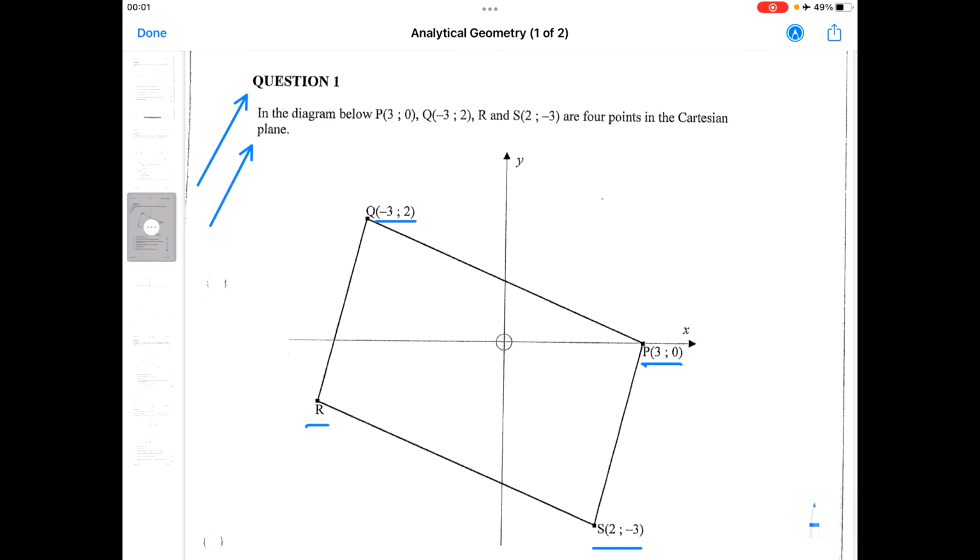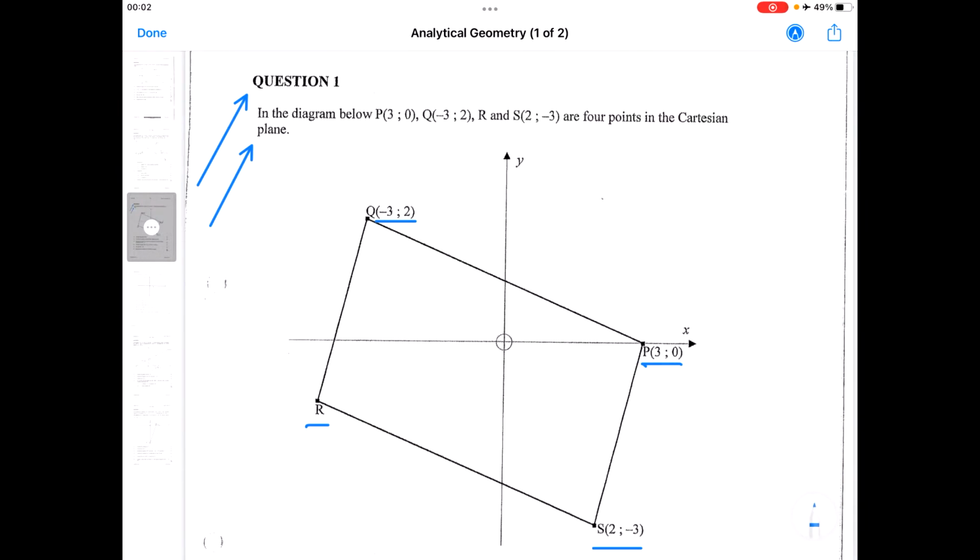You just need to be aware that you've got a point P, which lies on the x-axis on the positive side. That is why you're having positive 3 and 0. 0 because it lies on the x-axis. So on the x-axis, obviously you can see that y is 0. You also have a point Q which lies in the second quadrant, R in the third, S in the fourth. Very, very much important, ladies and gentlemen, on that one.